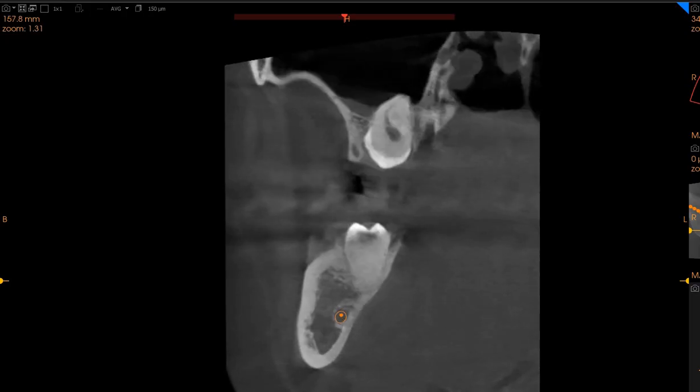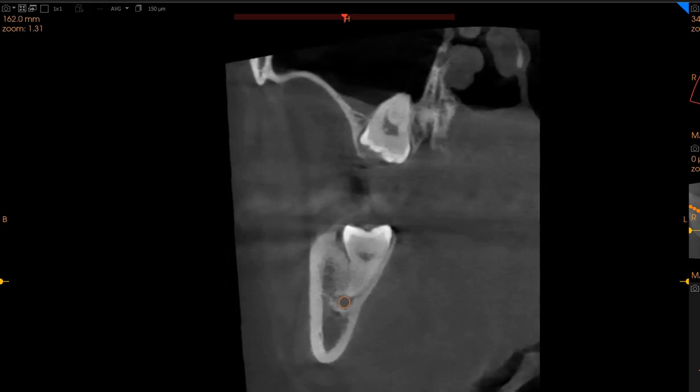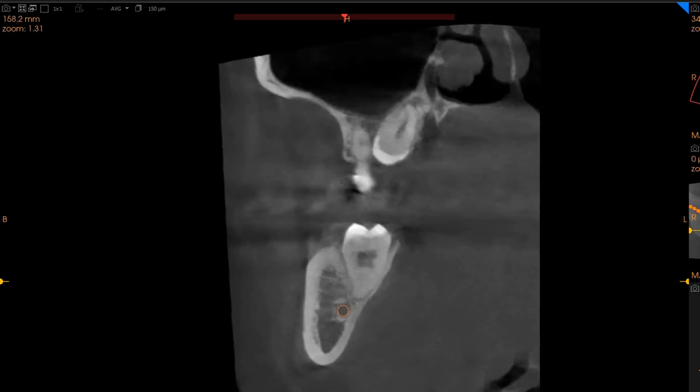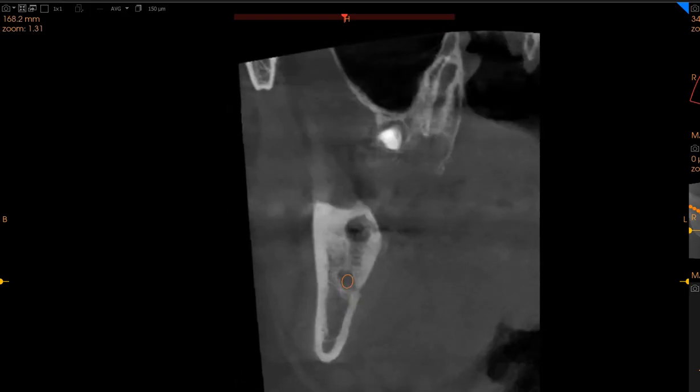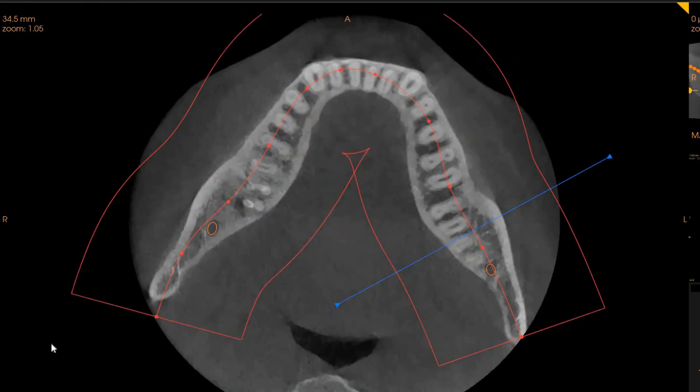And the upper left 8 is also distoangular impaction, but not as severe as the right side. The roots are embedded into the sinus just below the lining, not as closely associated with the roots of the seven. This is the axial view or the top to bottom view.